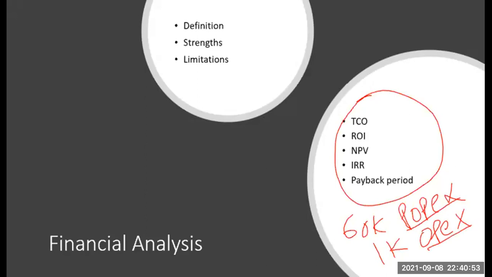Simple. Okay, and so total cost of ownership, right? TCO stands for total cost of ownership. This is a very commonly used abbreviation, so you should know that TCO stands for total cost of ownership. The total cost of ownership includes both POPEX and OPEX. Okay, that's a simple way to explain it.